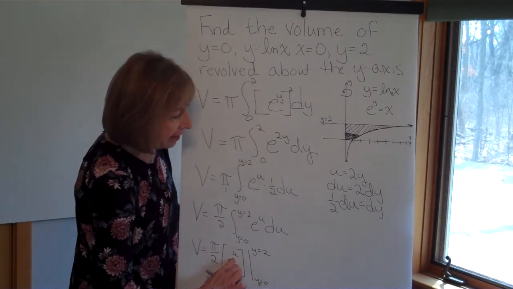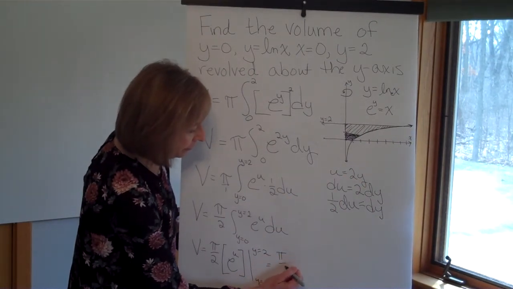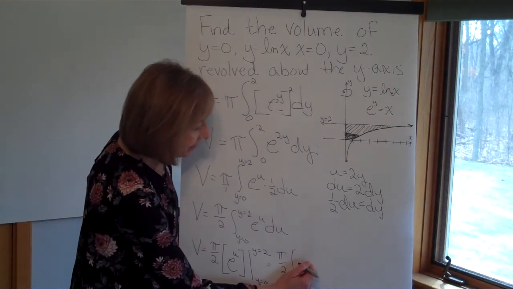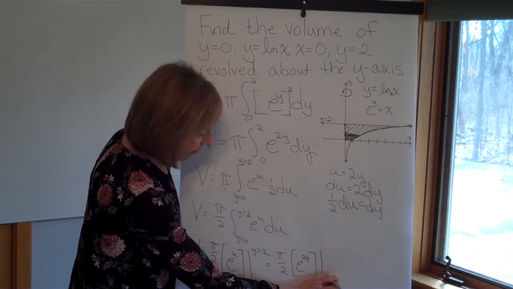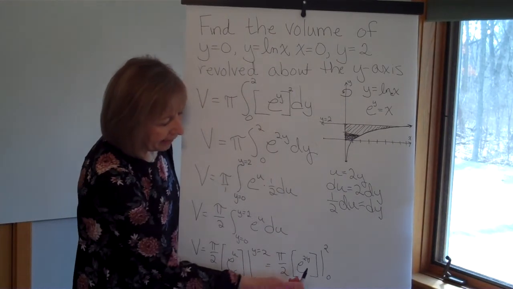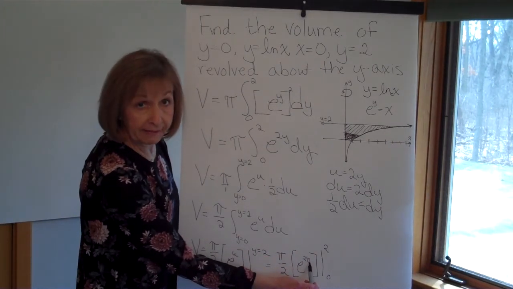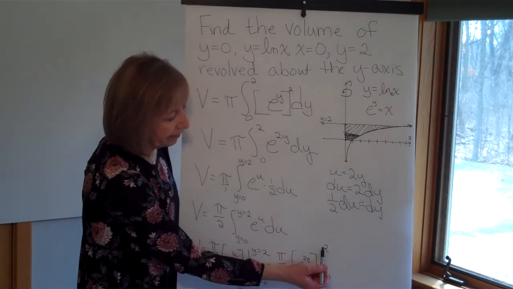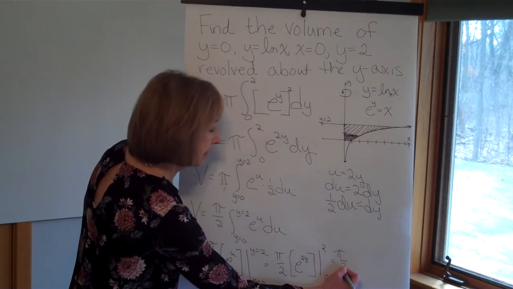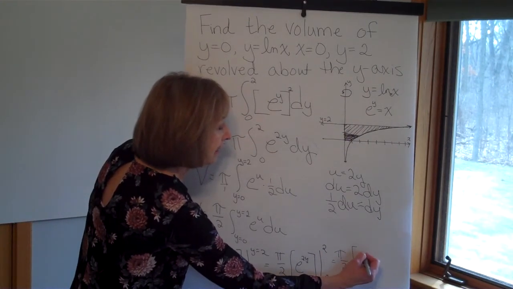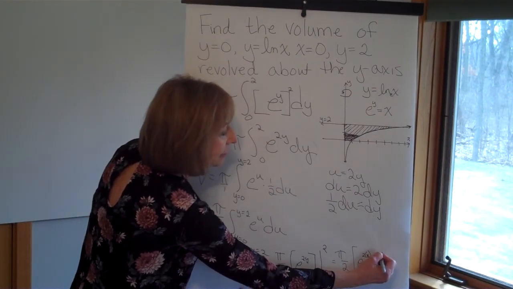And then we want to put the 2y back in for the u. So I have pi over 2 times e to the 2y evaluated from 0 to 2. And when I evaluate it, I'm going to put in the 2. Remember, put in the upper limit of integration, minus plug in the bottom. So that's pi over 2 times e to the 2 times 2 minus e to the 2 times 0.